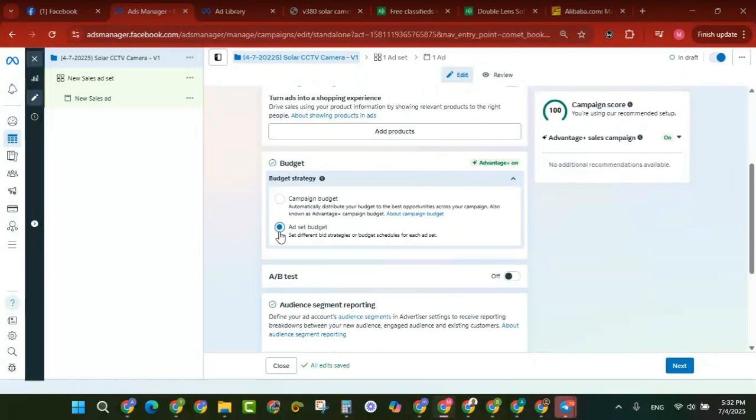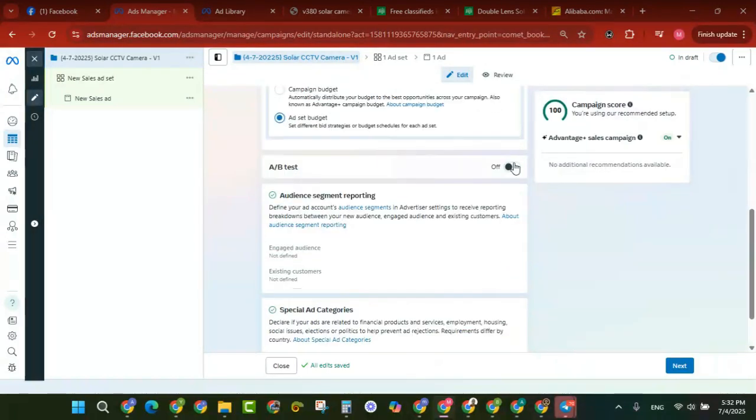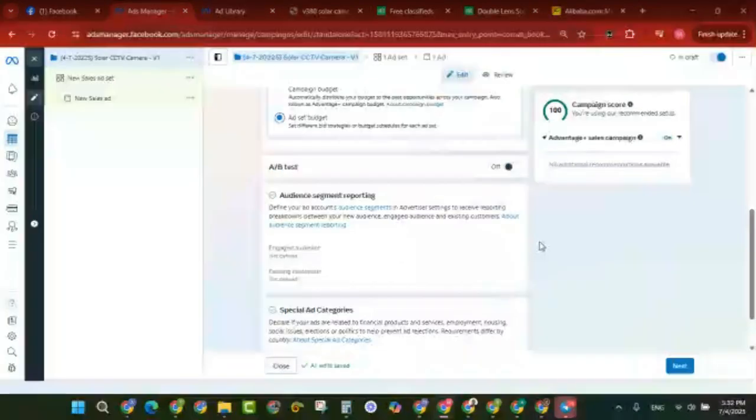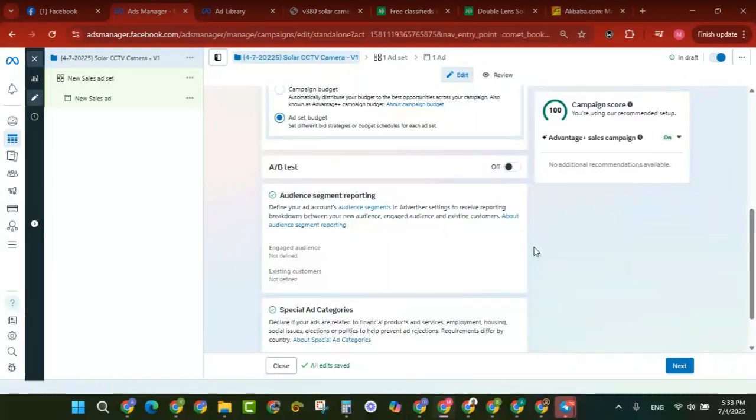So when you are doing ABO, you are not telling Facebook the amount you want to spend per day under the campaign. You are going to be telling Facebook the amount you want to spend under the ad set. I hope you understand. I've mentioned it before. This A/B test, I will not advise you use it. If you want to A/B test, go and do that yourself manually by creating some campaigns or ad sets. Don't use Facebook A/B test.